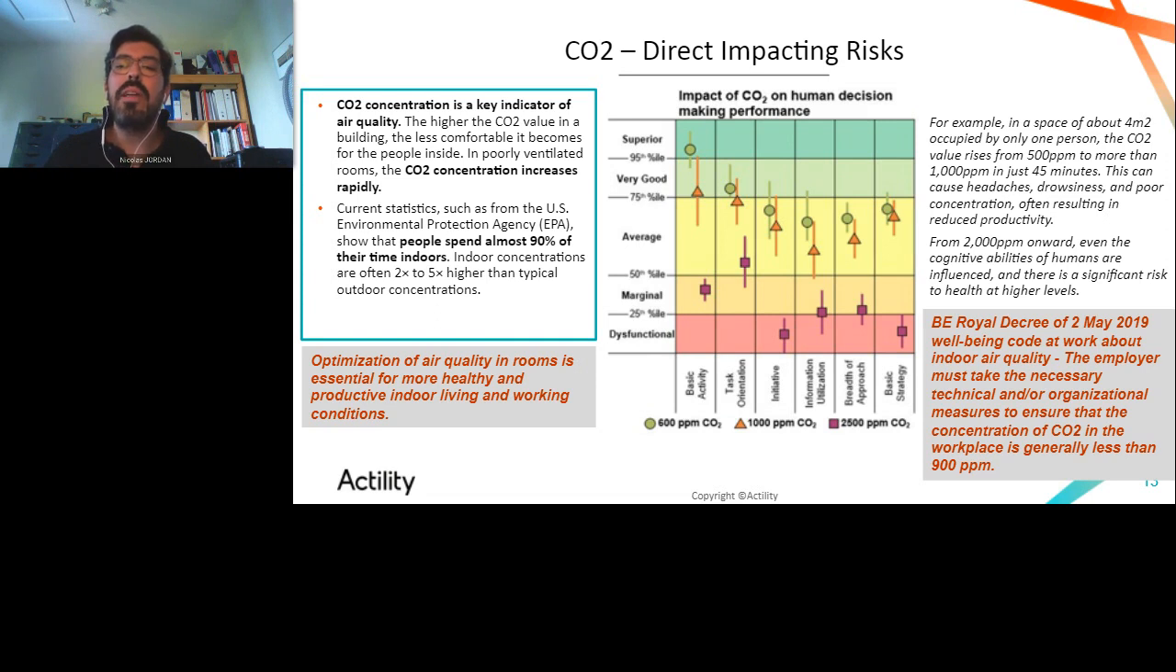So here there is an example in a space of 4 square meters occupied by 1 person, where CO2 can rise from 500 ppm to more than 1000 ppm in just 45 minutes, and it creates headaches, poor concentration, and reduces productivity. And you can see here that even above 2000 ppm, the cognitive capabilities are completely reduced. And in Belgium, the royal decree has declared, so in the law, that workspaces should generally be much less than 900 ppm.